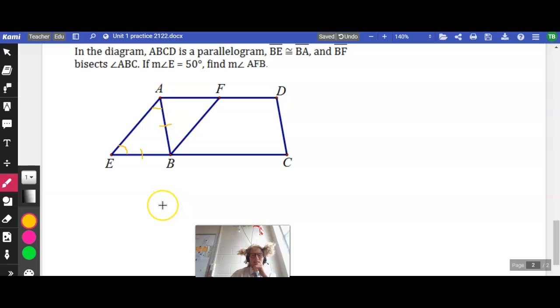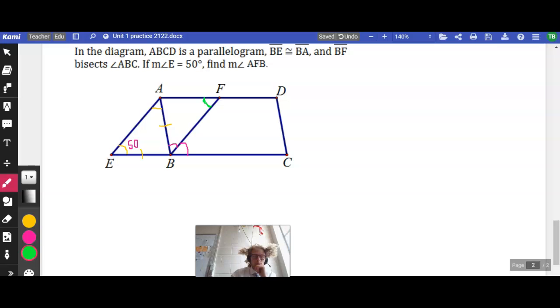BF bisects angle ABC. So that means that BF cuts ABC in half. So this angle is congruent to this angle. If the measure of angle E is 50, then we need to find the measure of AFB. So I'm going to put this one in green. That's where I'm trying to go. AFB. Alrighty.